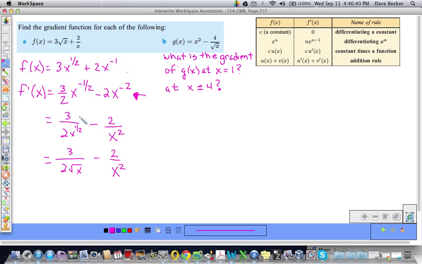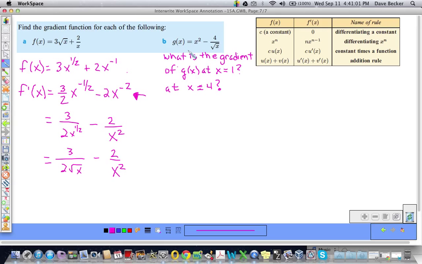But let's say you had to find the slope of the tangent to the curve at like x equals, I don't know, 9. Well, if you're in this form, you're probably not going to be able to do it in your head. But if you get to this form, this is a bit easier, I think.